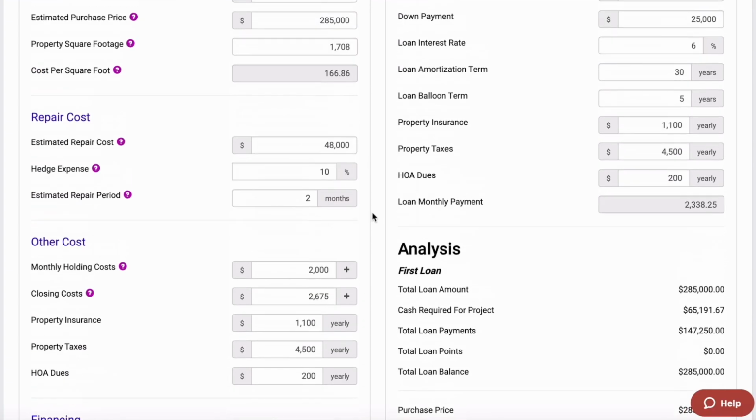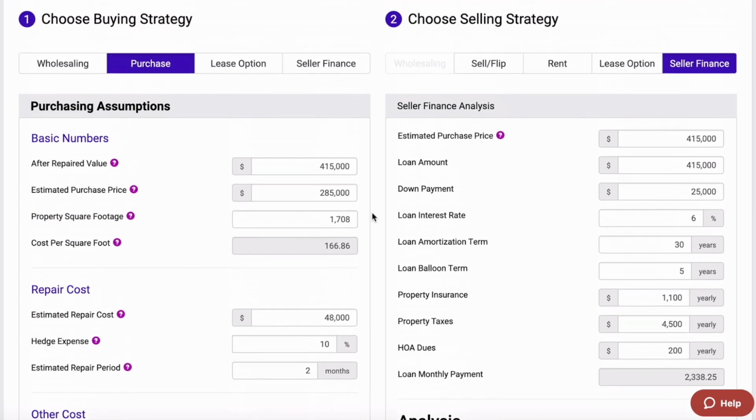Now on the selling side, I'm going to scroll back to the top and let's look at the seller finance. That's the vehicle I'm going to use to make money with. So estimated purchase price is going to be $415. Loan amount's going to be $415. Anytime I sell or finance a property, and especially after I've fixed it up, it's going to be full price, if not a little bit more, because we are actually financing it for the buyer.